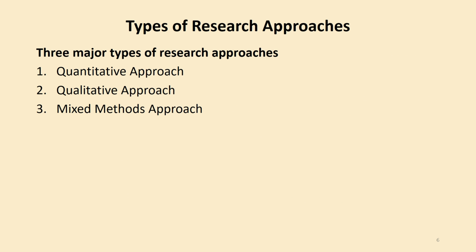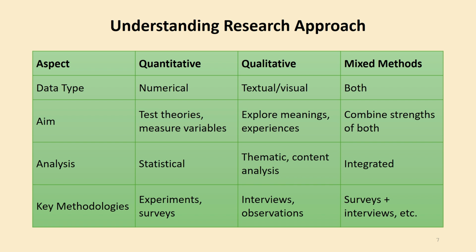Types of research approach. Three major types of research approaches are there. First is quantitative approach, second is qualitative approach, and third is mixed method approach. Understanding research approach. Now let us have a brief comparison among quantitative, qualitative and mixed method. You can see on the screen we are going to discuss four different aspects of this approach. First is data type, second is aim, third is analysis, and fourth is key methodologies.